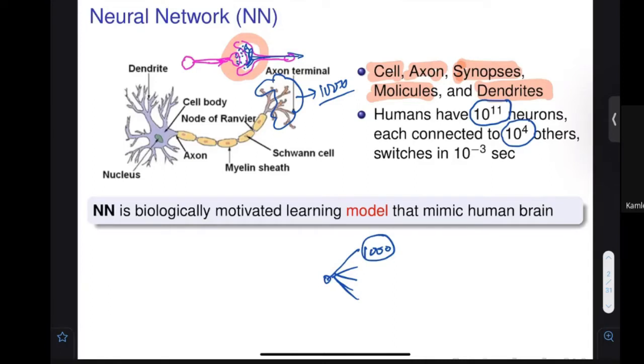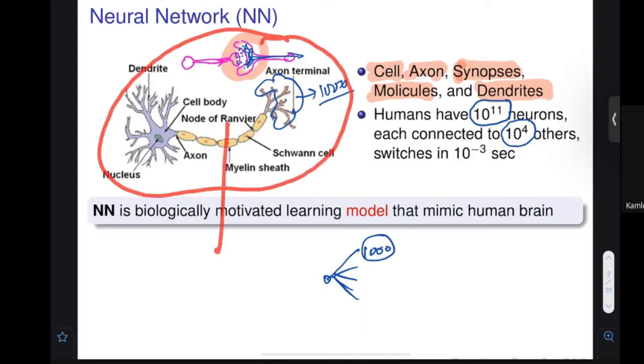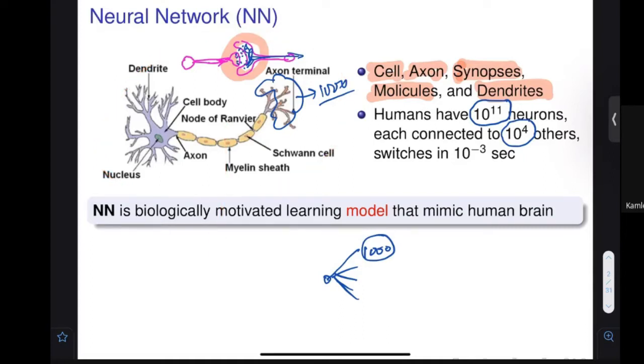If we want to find out how good these things are compared to today's computer systems, because in computer systems we also model the same thing as a neuron. You know that our computer systems have very high speed. They can operate in 10 to the power minus 9 seconds; one instruction takes around that. However, humans take only 10 to the power minus 3 seconds to switch.